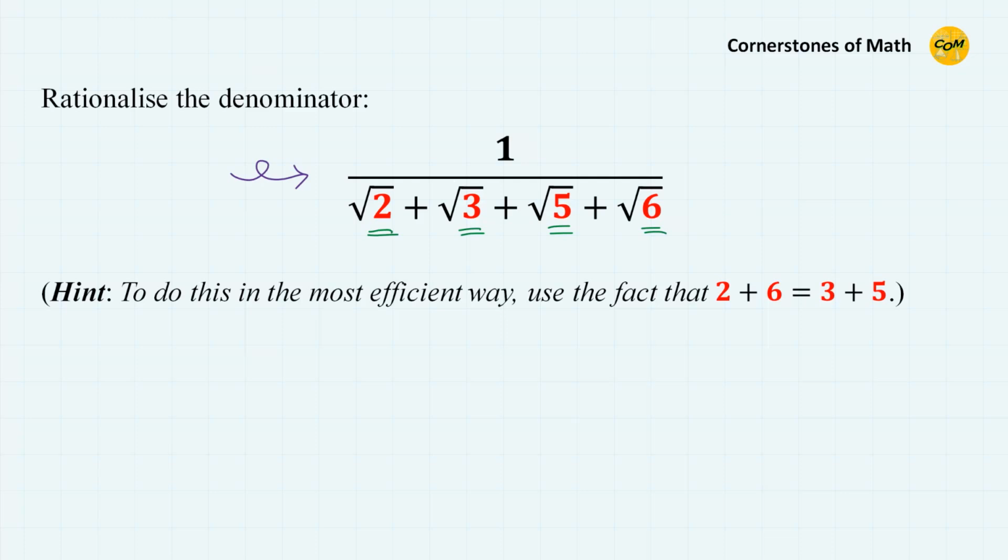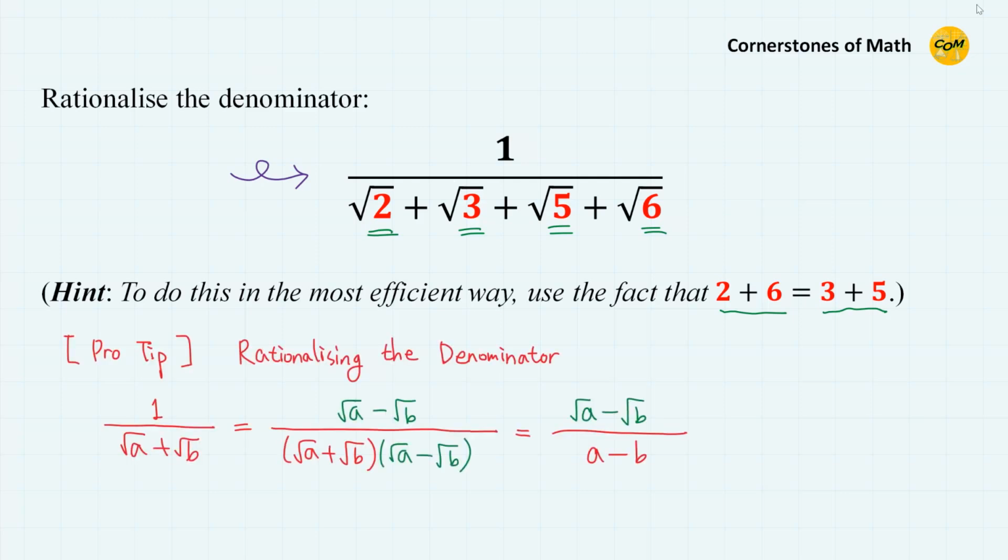This increased simplicity comes from the fact that 2 plus 6 is equal to 3 plus 5. I will explain shortly after how we can use this observation to our advantage. Normally we use this formula where we multiply square root of a minus square root of b on both numerator and denominator.